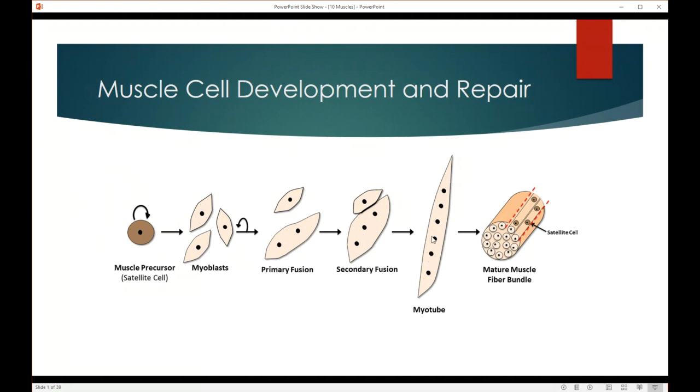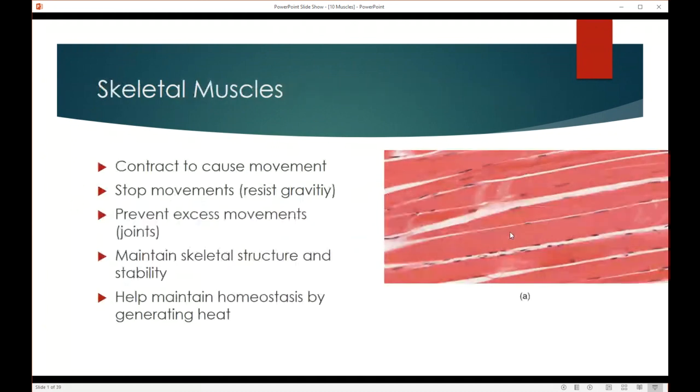myotubes, right? And so these little black dots are the nucleus. And so you can see that as they fuse together, they keep their nucleus, right? And so that's how the skeletal muscle is going to become multinucleated. You can also see that we retain some of those satellite cells for any future repairs that need to be done.